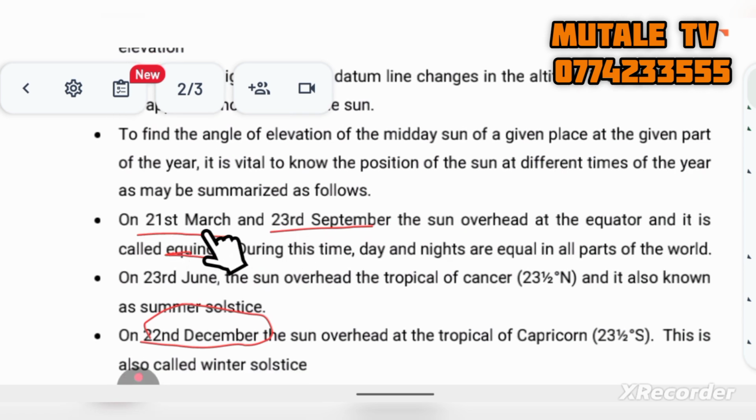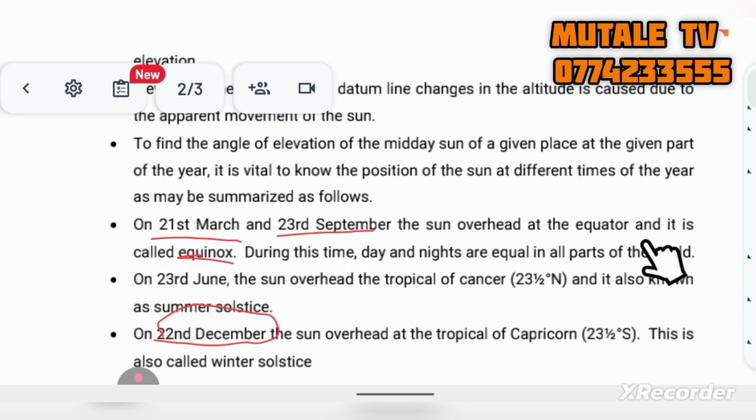On 21st March and 23rd September, the sun is overhead at the equator and it's called what? Equinox. During this time, days and nights are equal in all parts of the world, and we call that equinox.